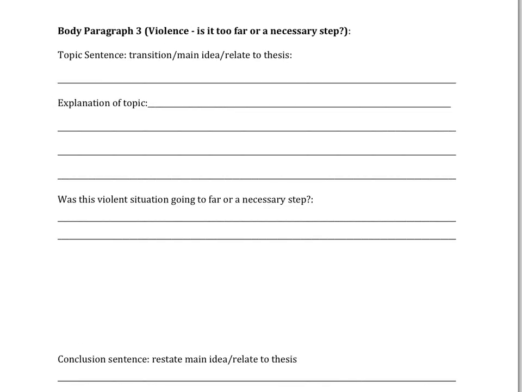Body paragraph 3 is very similar to body paragraph 2, except you're using topics of violence. For example, you could use Harper's Ferry, transition from the last paragraph to this paragraph, and then bring up the new main idea, which is, for example, Harper's Ferry, and relate it to the thesis by saying, was this too much violence or was it a necessary step?